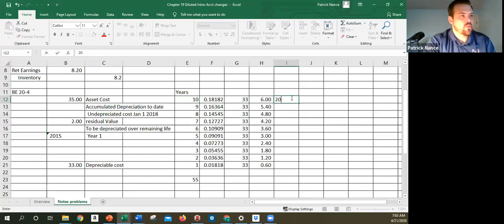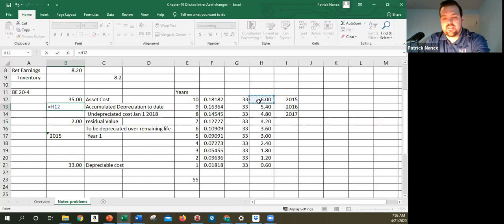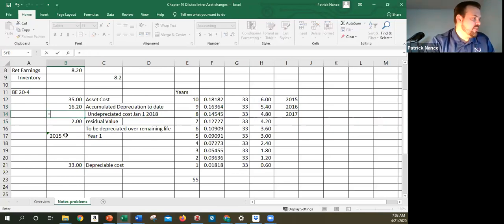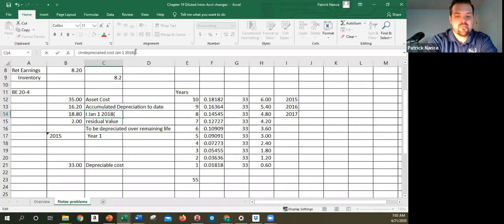Well, we started in year 1, so that's 2015, 2016, and 2017, and then they are starting in the beginning of 2018 with the straight line method. So my accumulated depreciation is the sum of those 3. That is 16.2. So now I can figure out how much depreciation is remaining. So cost minus accumulated depreciation gives me my book value.